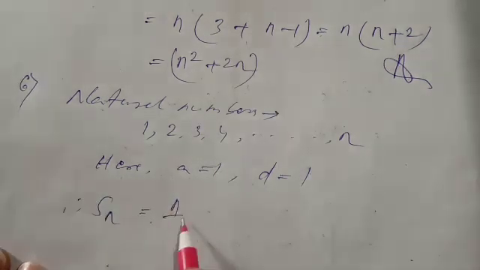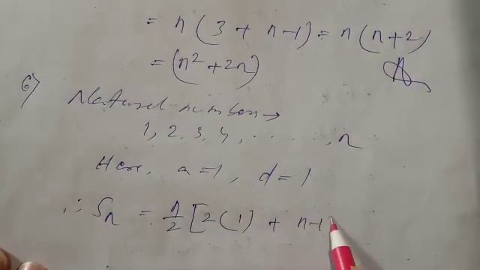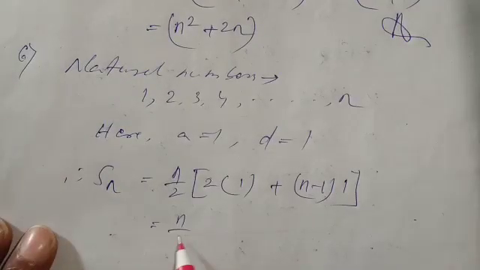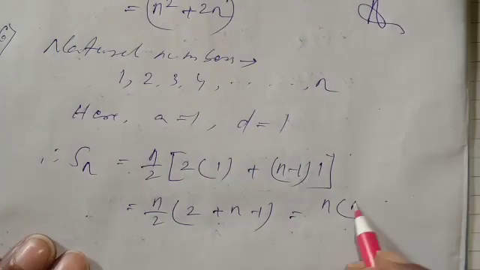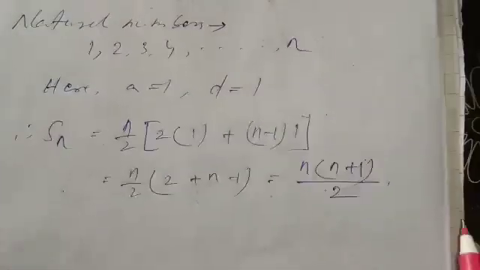Your formula is n by 2 into 2a, where a is 1, plus n minus 1 into d, where d is 1. Now simplify this. How much is it coming? N by 2 into 2 plus n minus 1. It comes to n whole into n plus 1 by 2. This is the sum of n natural numbers.